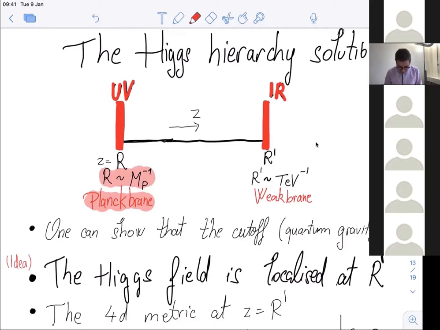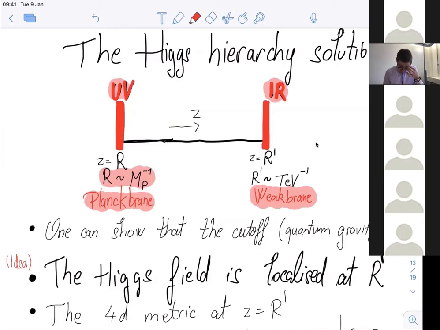So you can show, I will not do it here, that the cutoff is M Planck, and r is M Planck inverse. Then there is another brane located at z equal r prime, and r prime here we take to be TeV inverse. This is the weak brane. So these two branes are the UV brane and the infrared brane. Gravity propagates through the space, but is localized on the UV brane.